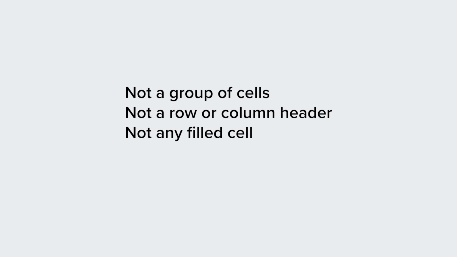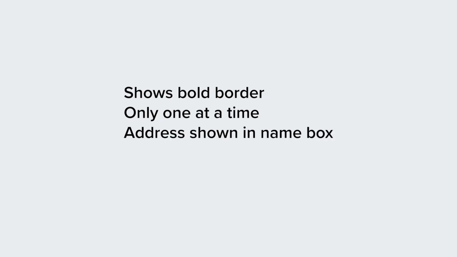You do not need to memorize this. You only need to recognize the cell where typing will appear. You can recognize the active cell by its bold border. Only one cell can be active at a time. In Excel, its address appears in the name box, and it changes as you move your selection.